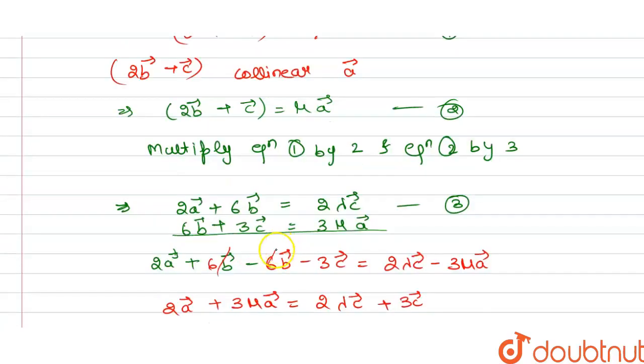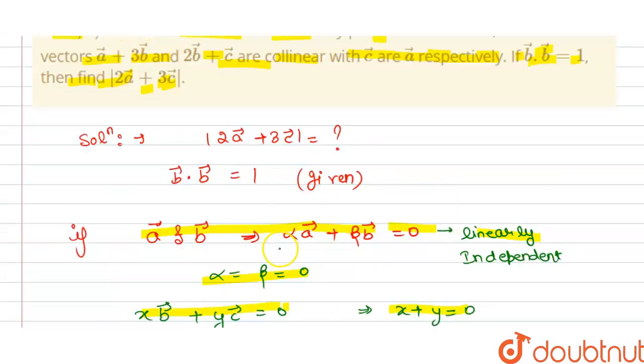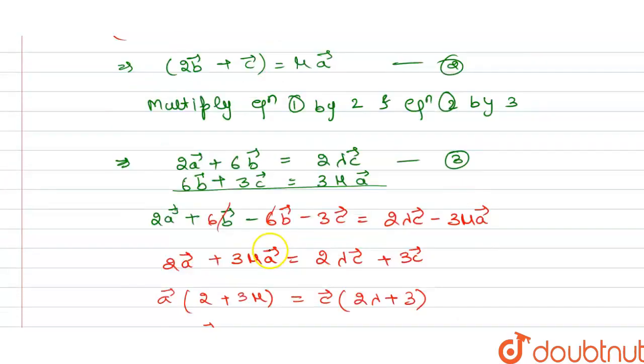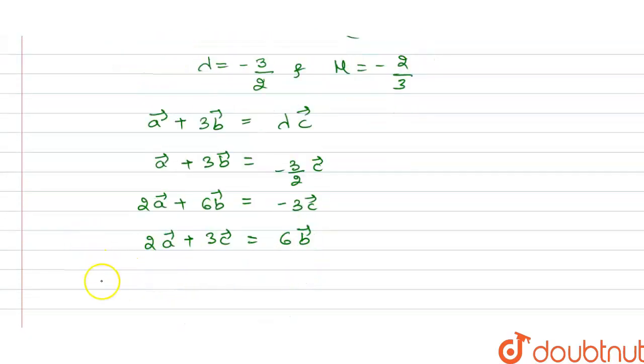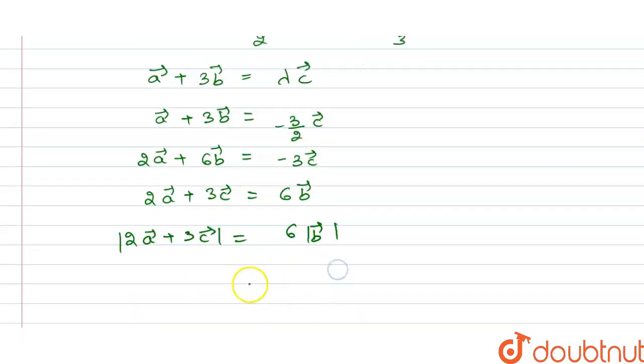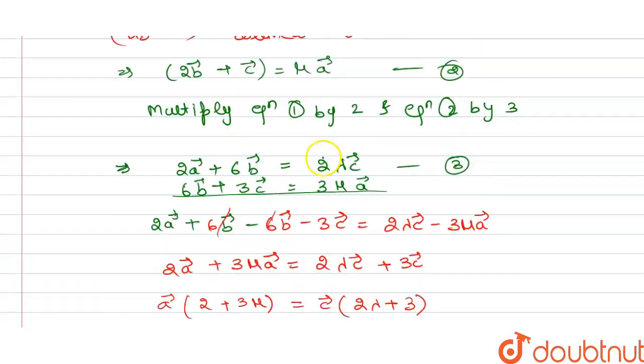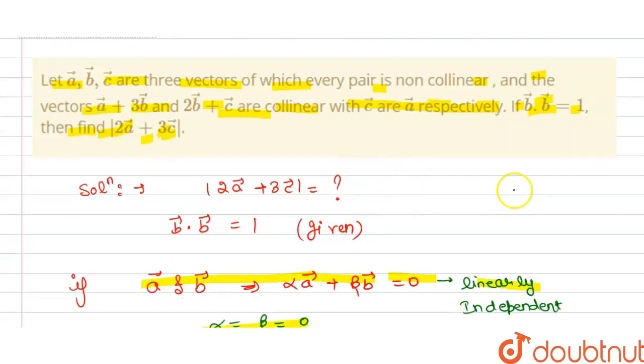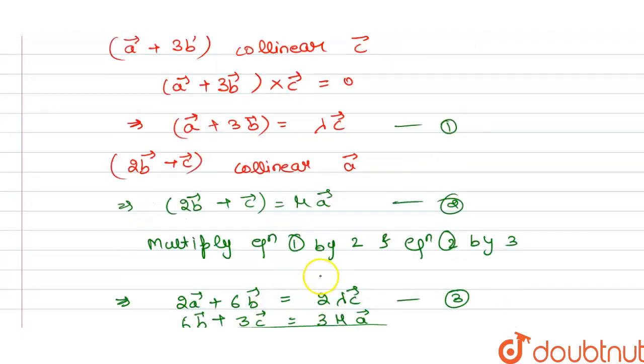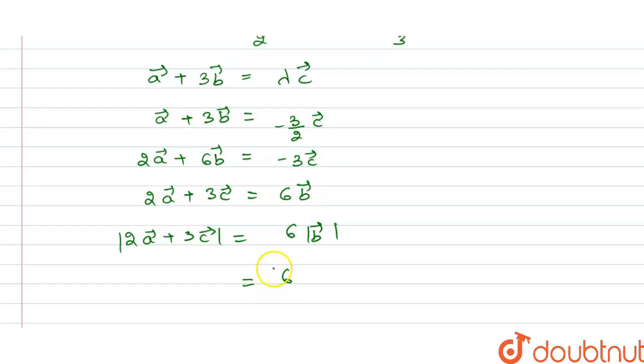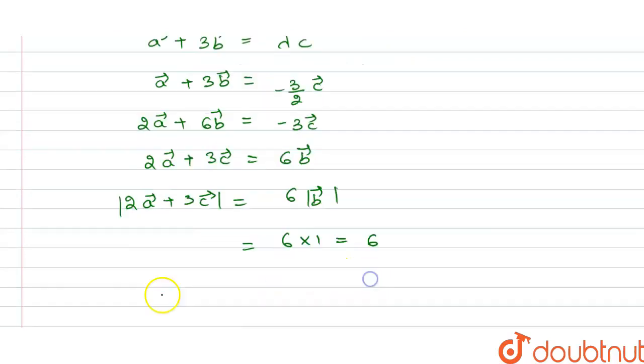So we have to calculate the magnitude of 2a plus 3c, which is equal to the magnitude of 6b. We are given that b dot b is 1, so the magnitude of b is 1. Multiplying by 6, the magnitude of 2a plus 3c is equal to 6. So this is our answer.